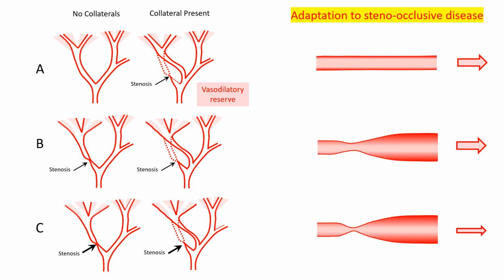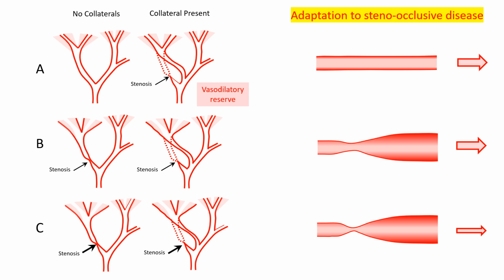In A, a normal vasculature is shown on the left, and on the right, a vasculature with a stenosis, where normal blood flow is maintained by a collateral replacing the stenotic vessel. In B, the left vasculature has normal blood flow maintained by vasodilation, using up the vasodilatory reserve. The right vasculature has a narrow collateral, insufficient by itself to maintain normal blood flow, and it too vasodilates.